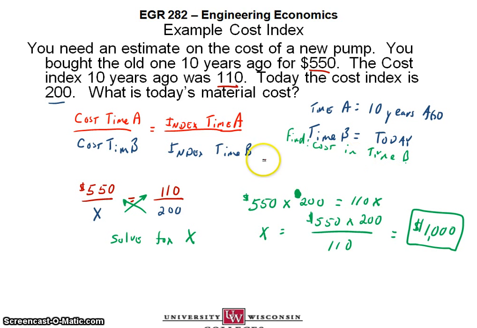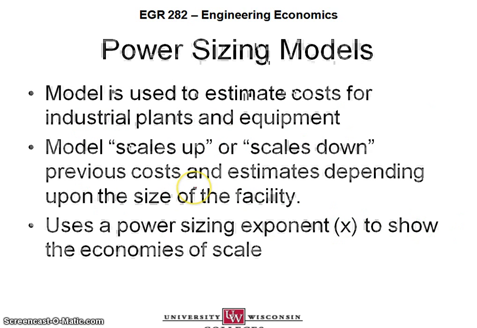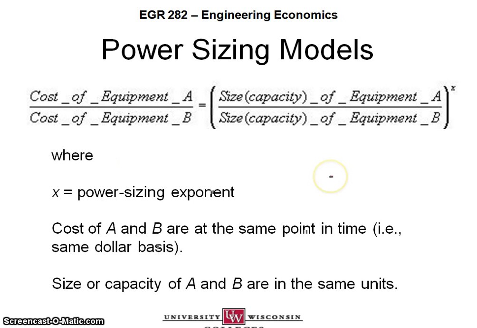A lot of times, though, we can use these in conjunction with something else called the power sizing model, where we're trying to scale up or scale down something. And we're going to do a problem where we scale something up. We may know something that we bought smaller, maybe years ago, and now we want to buy something new and bigger. How do we do that estimate? We use something called the power sizing model, where we have our cost of the equipment A divided by the cost of equipment B, and maybe B is what we're trying to find, this new piece of equipment.